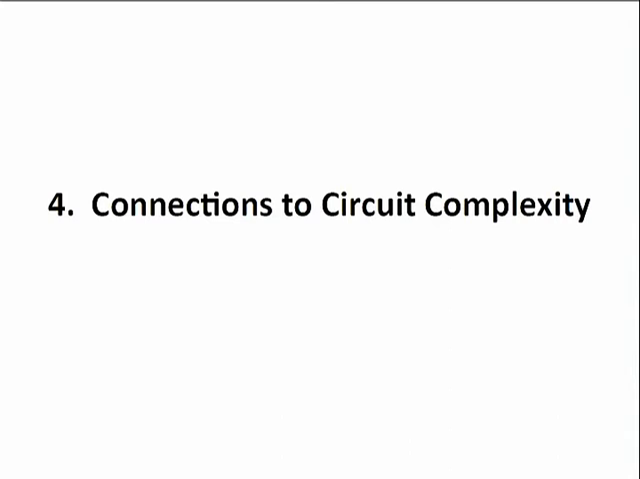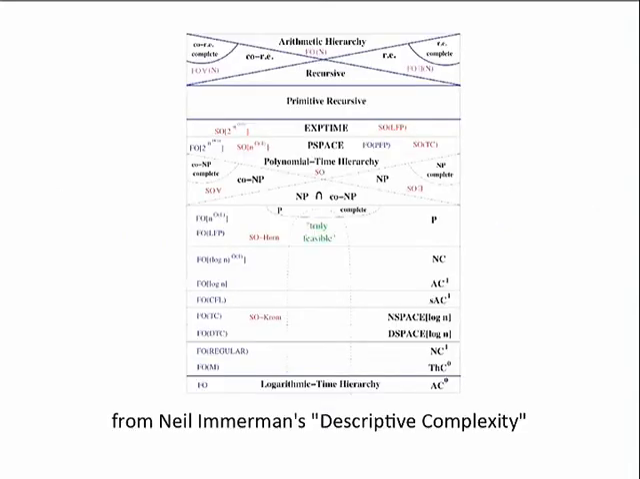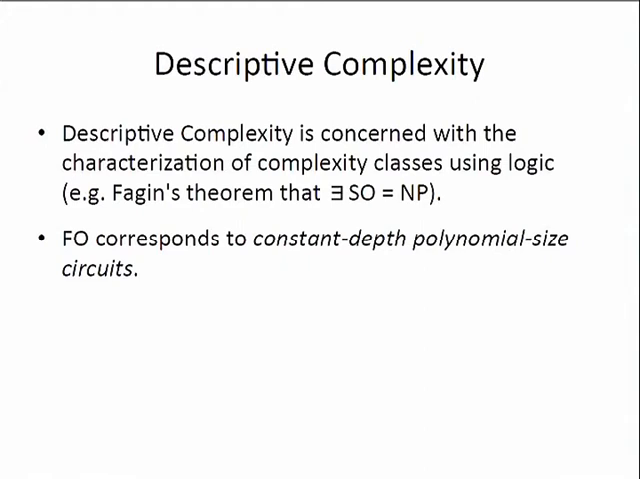Okay, so now in the last part of the talk, I'm going to describe some connections to circuit complexity. This is the famous diagram from Immerman's book on descriptive complexity. As we heard in Anuja's talk, descriptive complexity is concerned with the characterization of complexity classes using logic. The typical result in this field is Fagin's theorem, which says that existential second order logic captures the complexity class NP. In this talk, I'm concerned with first order logic. There's a very nice descriptive complexity characterization of first order logic in terms of the complexity class AC0, or constant depth polynomial size Boolean circuits.